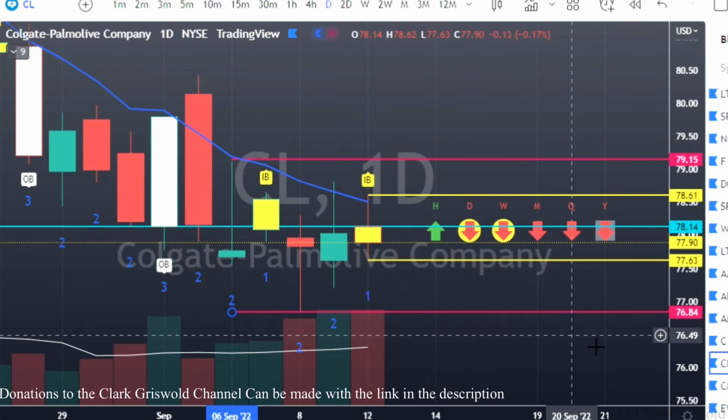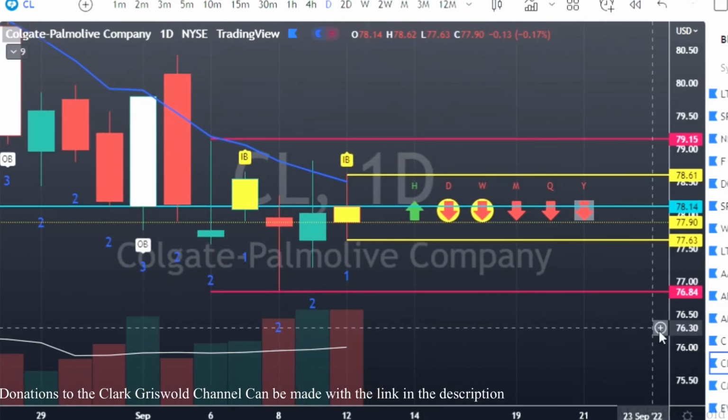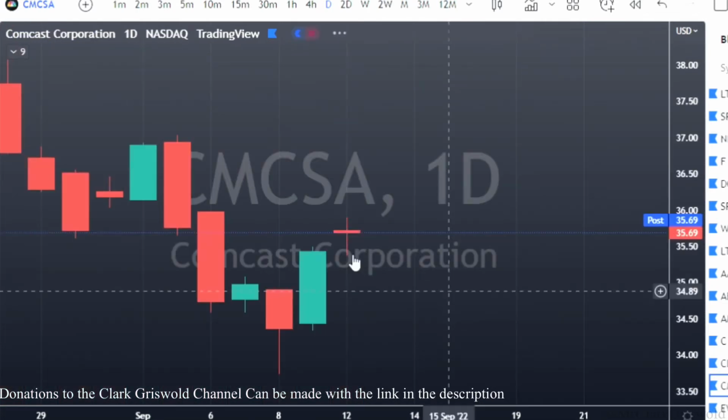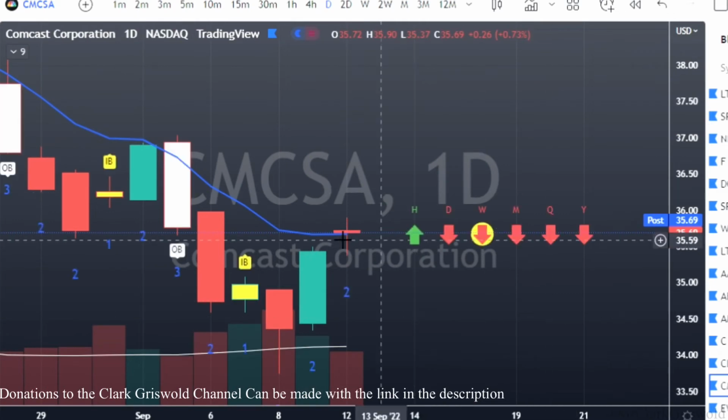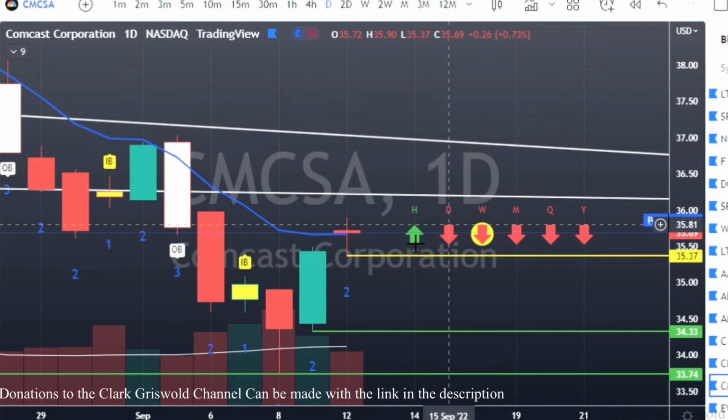Comcast, CMCSA, this is Rob Smith's favorite company. CMCSA, Comcast, 2 up, finish red. We're going to look for puts on this thing at 35.37. We've got great time frame continuity to the downside, and we've got our targets marked out accordingly.